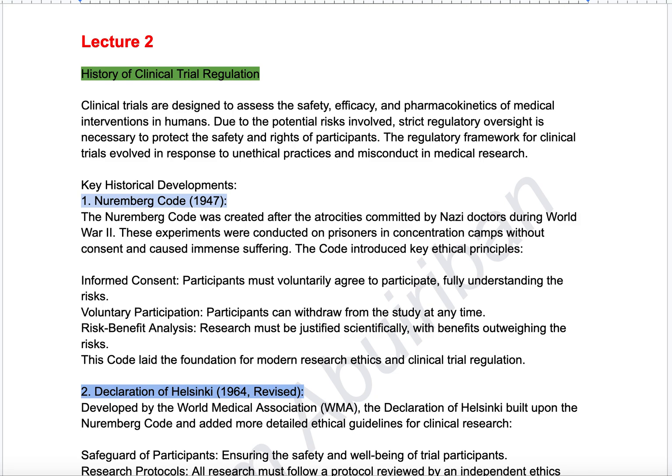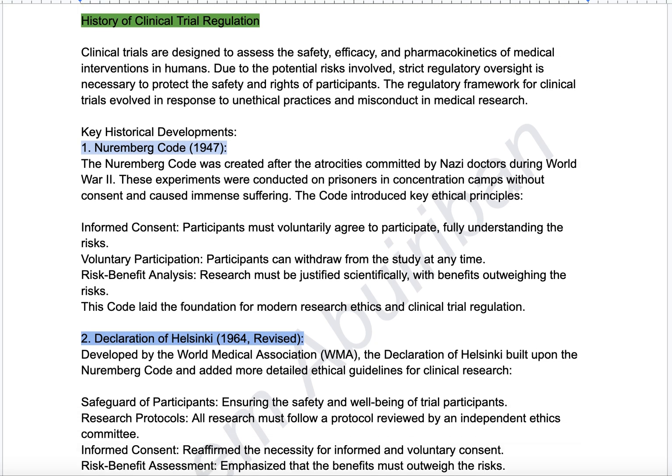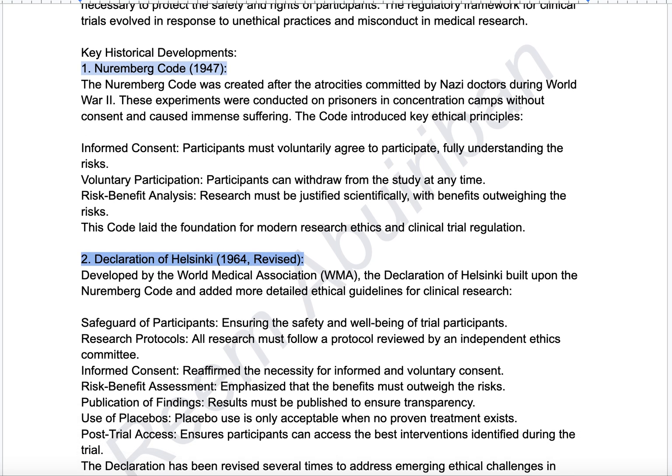Clinical trials are designed to assess the safety, efficacy, and pharmacokinetics of medical interventions in humans. Due to the potential risks involved, strict regulatory oversight is necessary to protect the safety and the rights of the participants. The regulatory framework for clinical trials evolved in response to unethical practices and misconduct in medical research. So let's start with the key historical developments.